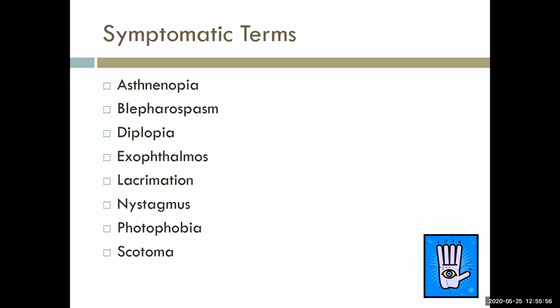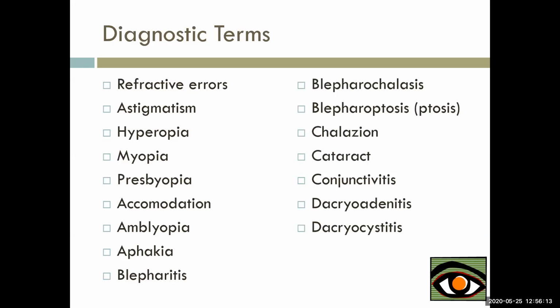Nystagmus is involuntary, rapid, oscillating movement of the eyes. They kind of go back and forth. And photophobia is fear, sensitivity to light, and scotoma. Scotoma would be the blind spot of vision, so an area of darkness. Some diagnostic terms, when we say refractive errors, defects in the bending of light as it enters the eye, causing an improper focus on the retina. Astigmatism would be a distorted vision caused by an oblong or cylindrical curvature of the lens or cornea that prevents light rays from coming to a single focus on the retina.